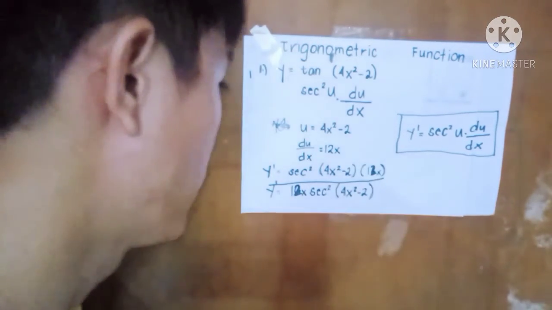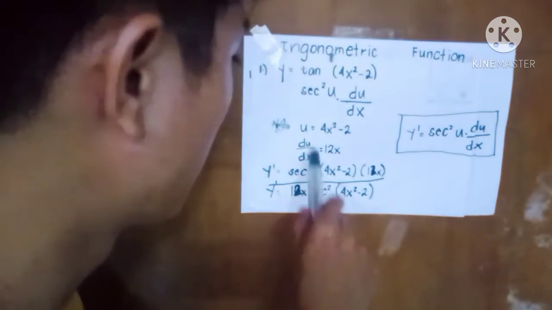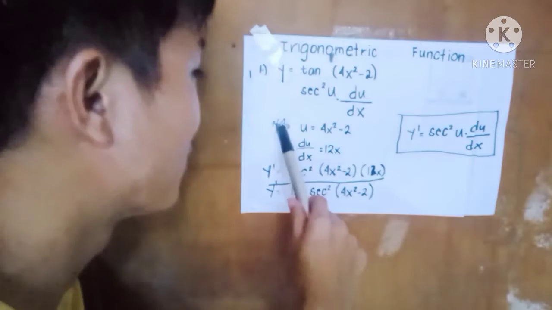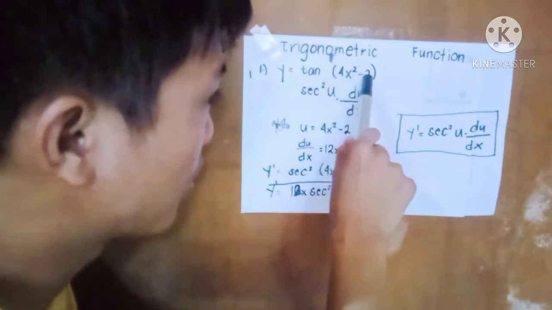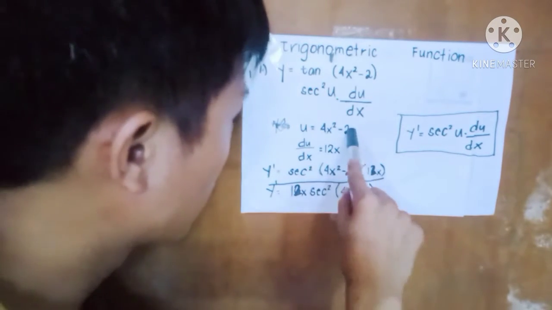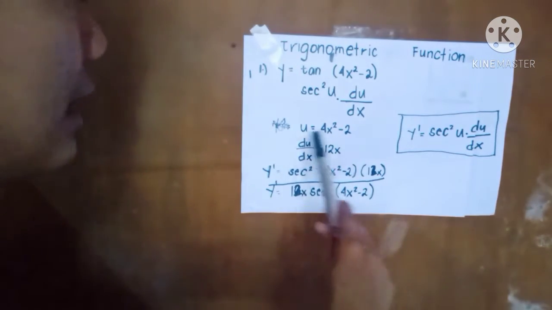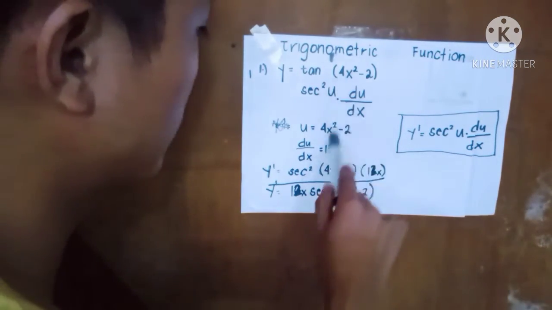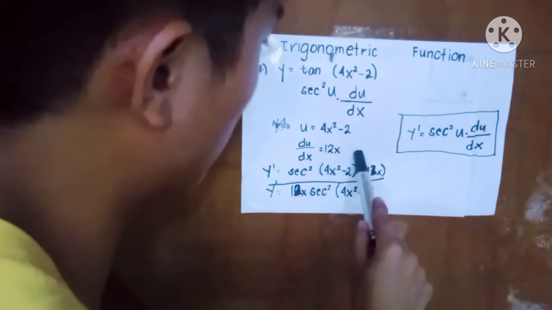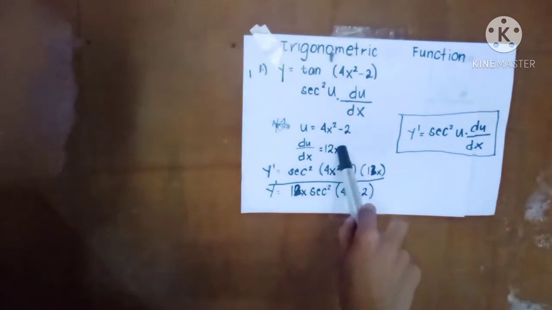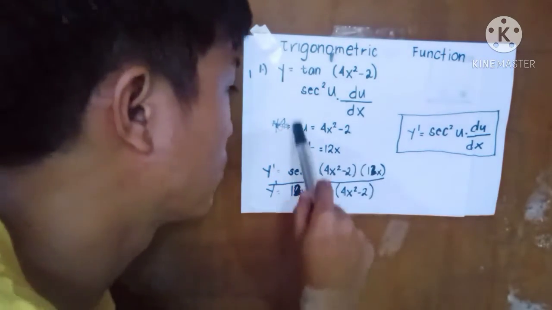So, yung first na hahanapin natin dito is yung value ng u, which is 4x squared minus 2. So, lalagay natin siya dito. So, second is yung derivative ng u naman yung hahanapin natin. So, ano nga ba yung derivative of u with respect to x? 12x. So, nahanap na natin yung dalawa natin kailangan para ma-solve natin yung derivative niya.